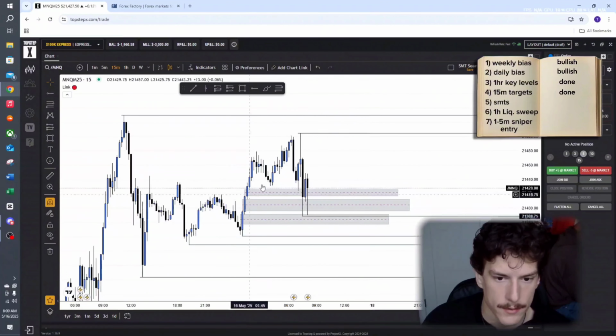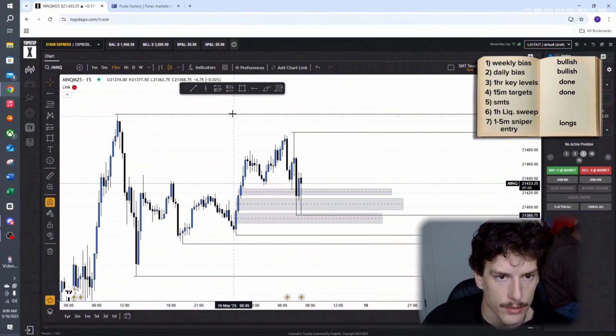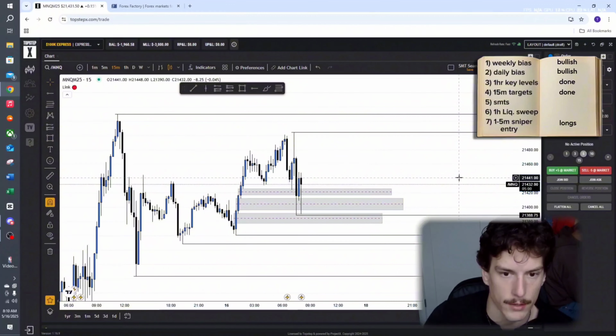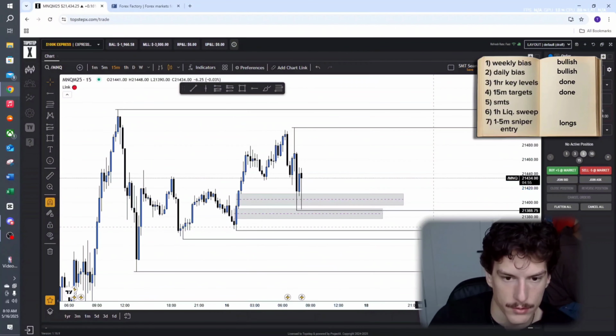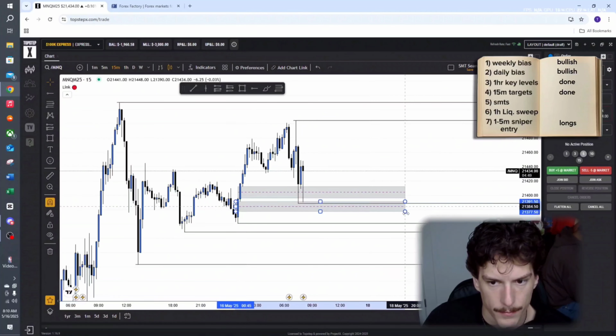These target areas today, we're definitely going to be targeting this high because we do get a close through this imbalance on the 15-minute. We get a full close through it, so we can go ahead and delete that as well. We have a close through this imbalance, so we can delete that. We have these 2 imbalances that are still valid.